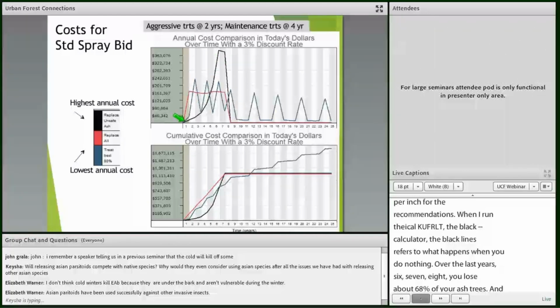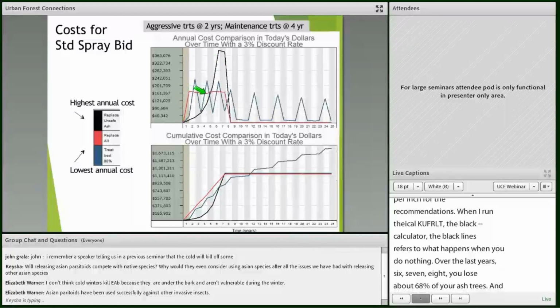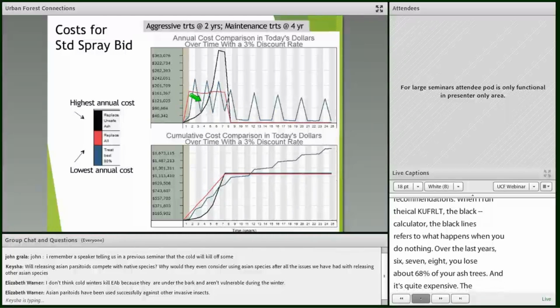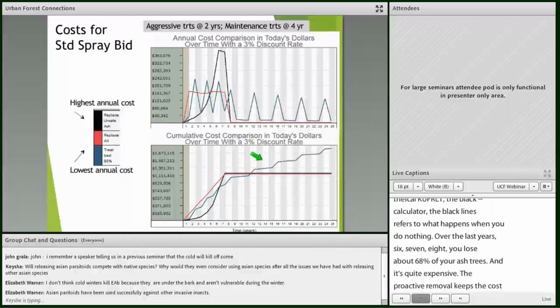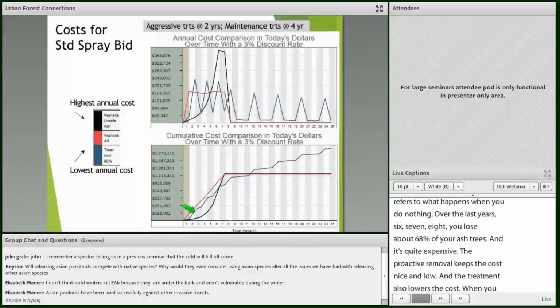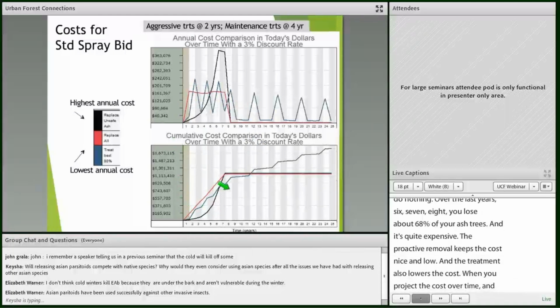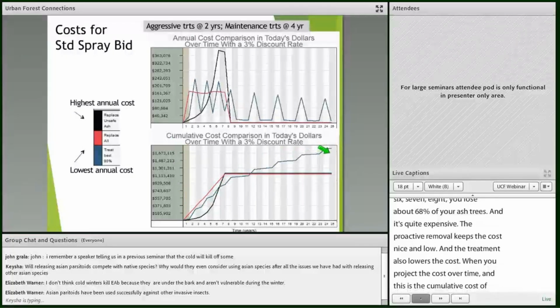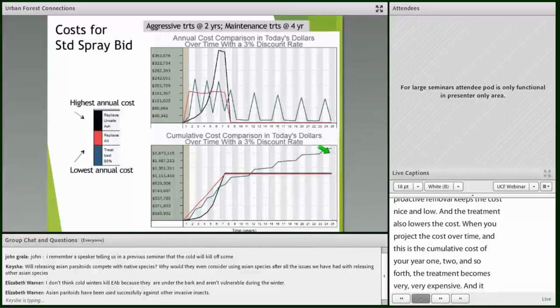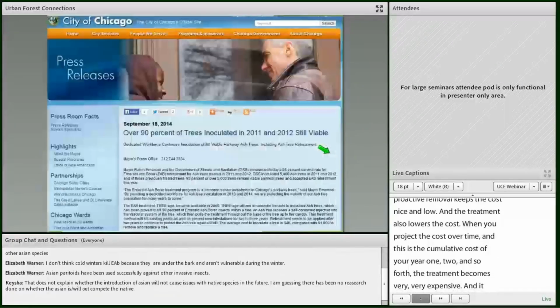The proactive removal keeps the cost nice and low, and the treatment also lowers the cost. But when you project the costs over time, and this is what we call the cumulative cost of year 1, year 2, and so on and so forth, you'll find that the treatment becomes very, very expensive, and it makes more sense to actually remove the trees. But in practice, that's not really what's happening.